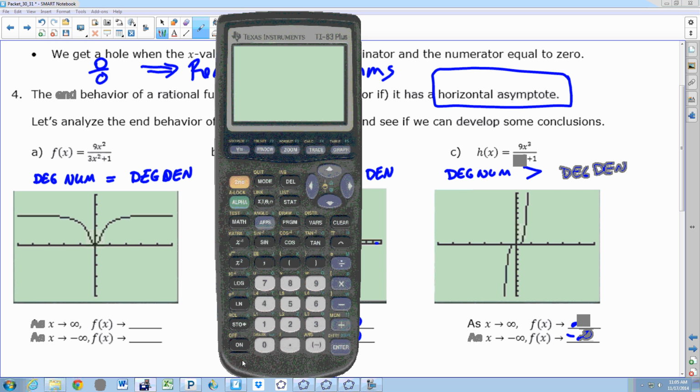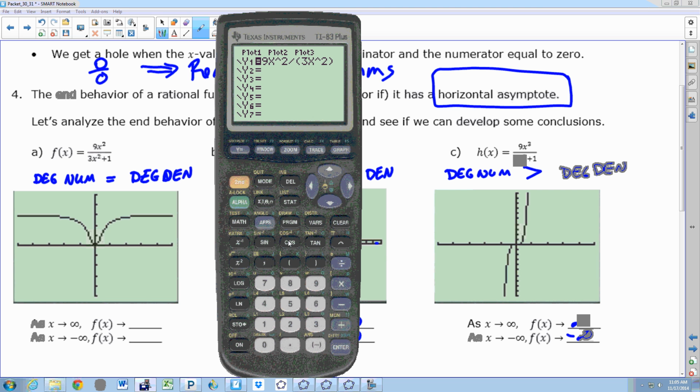So let's put the function in. Let's clear everything. All right, so here we got 9x squared divided by, first of all, let me put in 9x squared divided by 3x squared. What should I get for any value of x? 9x squared divided by 3x squared, no matter what x I put in. Go ahead, say it. 3.